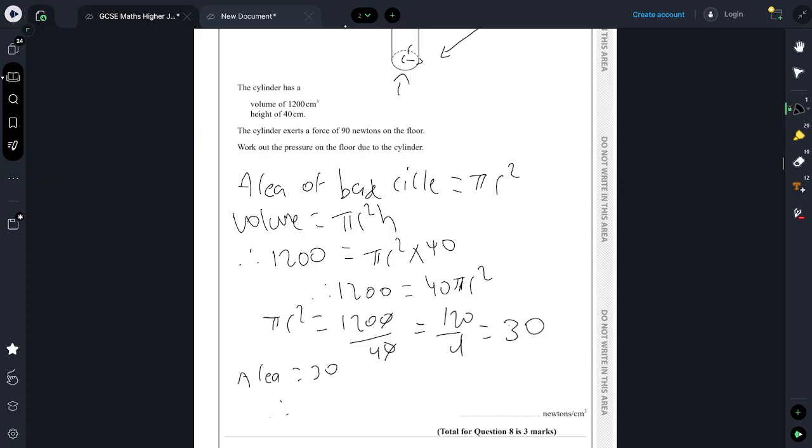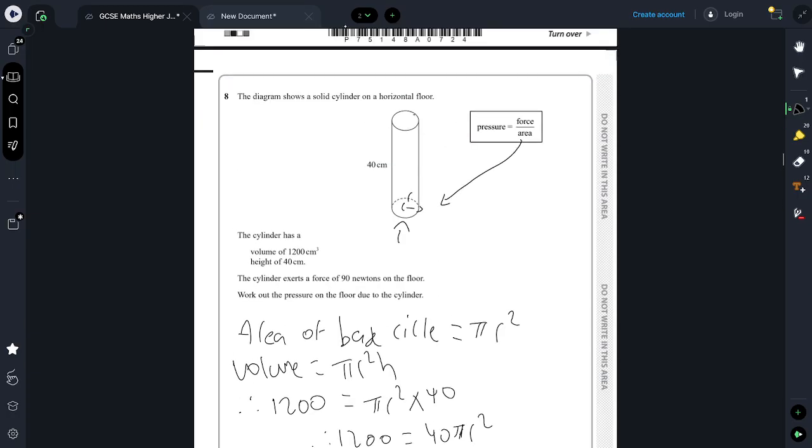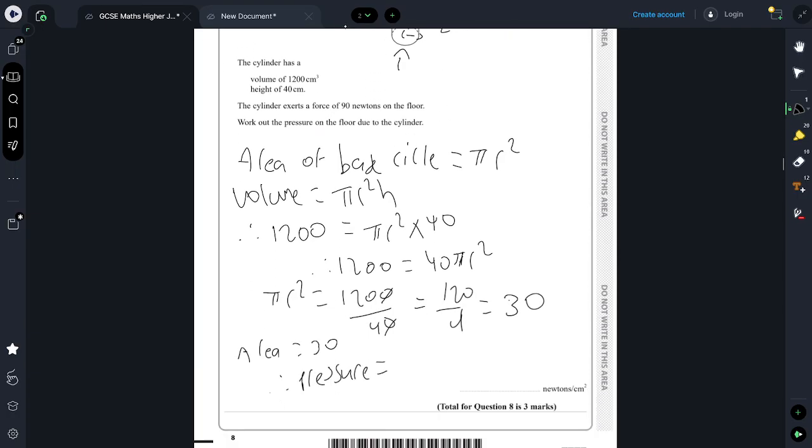Therefore, if you go back, the pressure is, I believe, force over area. Well, the force is 90 and the area worked out is 30. So that's going to be 9 over 3, which is 3. 90 over 30 is 3. So that's going to be 3 newtons per centimetre squared. And there is your answer. Lovely jubbly.